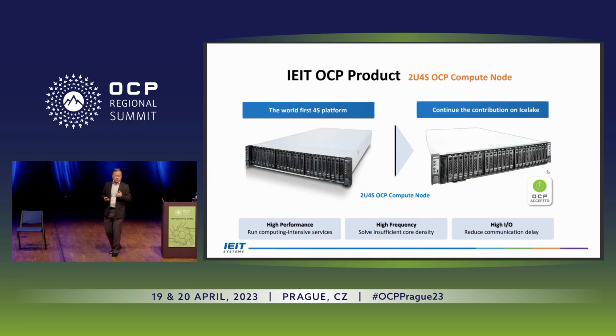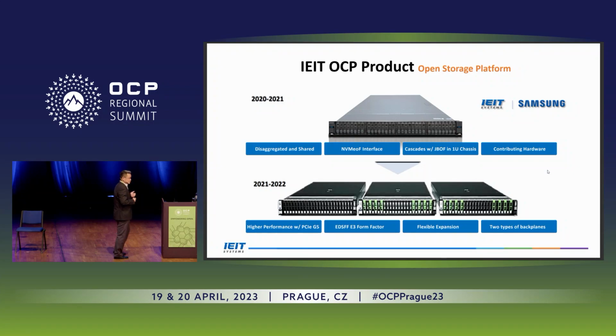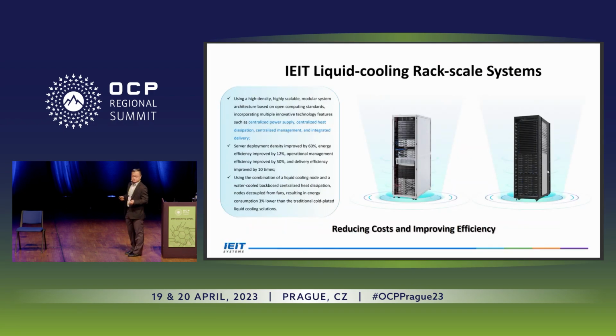In the next, maybe the last section, I'll give you a quick review of our products, okay? The first one is the 2U 4-socket server that has been contributed and recognized by the OCP. We started from 2019 and have developed 2 generations, especially for the EDSFF, the new storage media. That has been contributed to the OCP and verified. The last one is rack scale: liquid cooling rack scale systems.